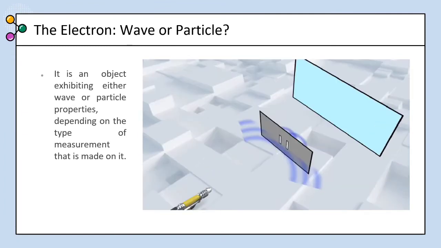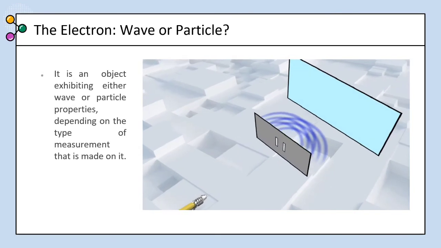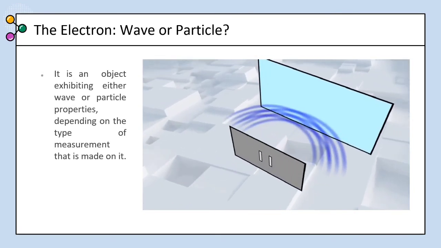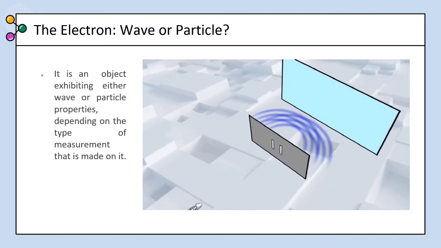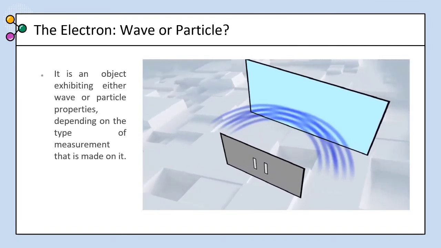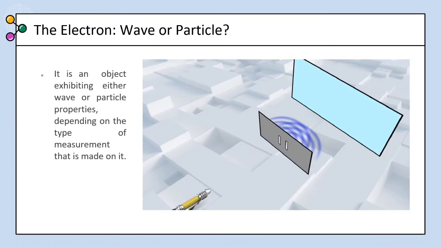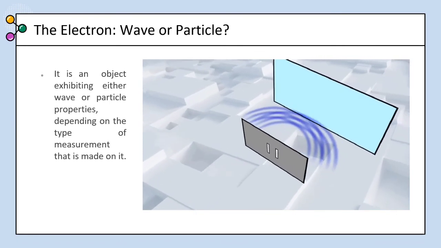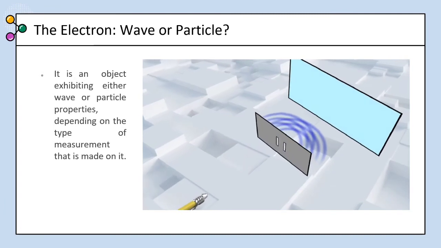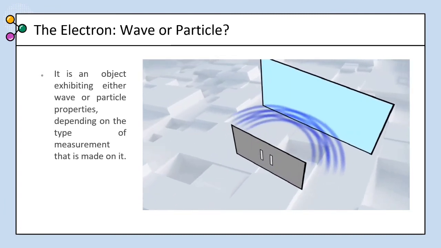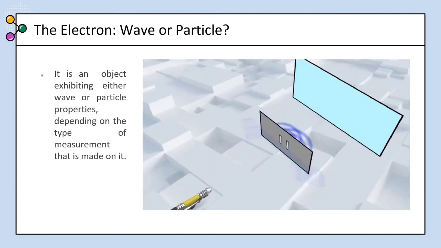neither. It is an object exhibiting either wave or particle properties, depending on the type of measurement that is made on it. In other words, one cannot talk about the intrinsic properties of an electron. Instead, one must consider the properties of the electron and measuring apparatus together.